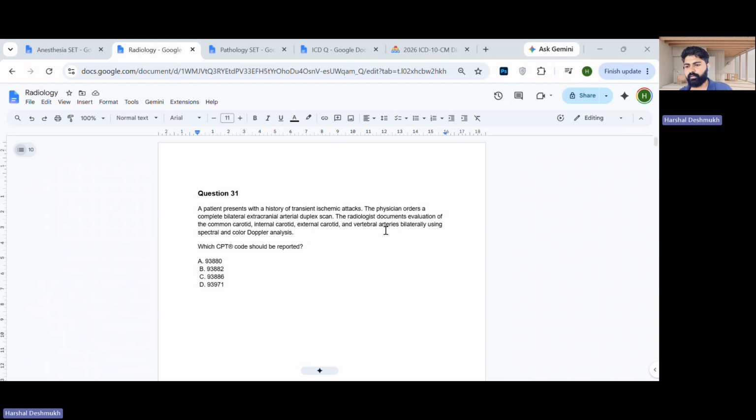You have four options in front of you. Get the best possible answer among the four options. A patient presents with a history of transient ischemic attacks. The physician orders a complete bilateral extracranial arterial duplex scan. The radiologist documents evaluation of the common carotid, internal carotid, external carotid, and vertebral arteries bilaterally using spectral and color Doppler analysis.